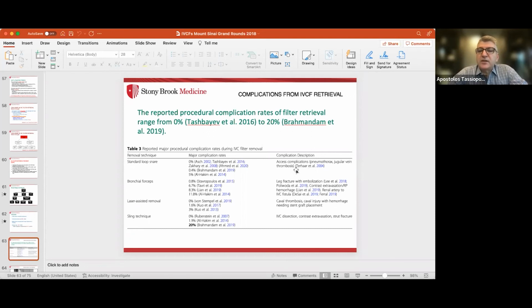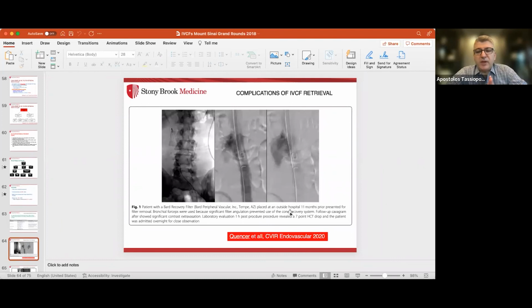It's either access site, jugular vein thrombosis, fracture of the limb with embolization, extravasation and hemorrhage from the inferior vena cava, caval thrombosis, caval dissection. I'll show you some of these cases. By the way, this is a great review paper on retrieval techniques by Quenser. It was published in the CVIR Endovascular Journal about 2 years ago.